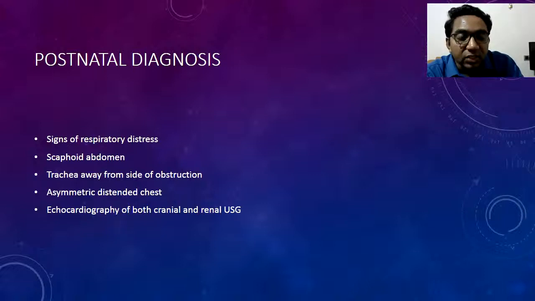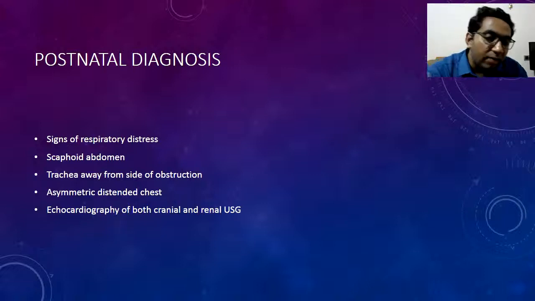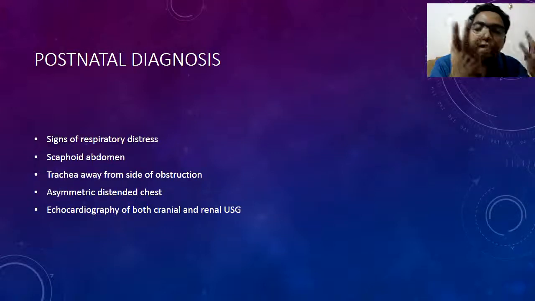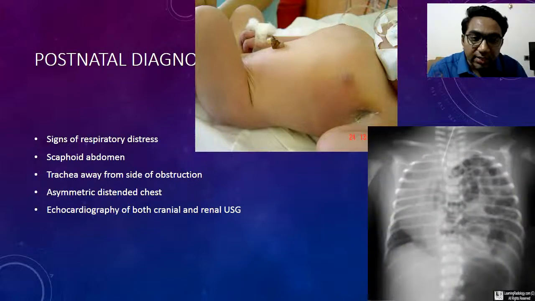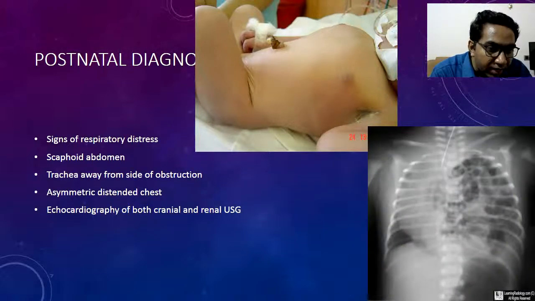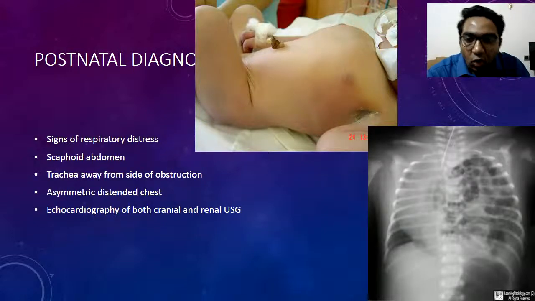Since all the contents of the abdomen, or most of the contents of the abdomen, jejunum, liver, and even spleen can go into the thorax, there is a scaphoid abdomen. The abdomen will be flat, and as all the abdominal contents are in the thorax, the trachea, you can see the endotracheal tube here, will be shifted to the opposite side.